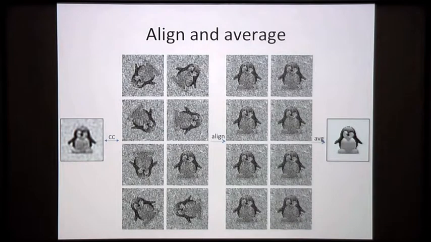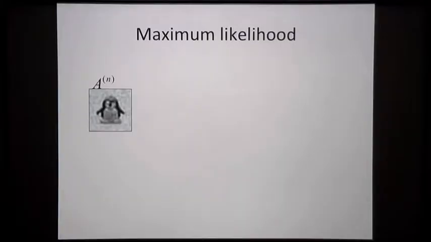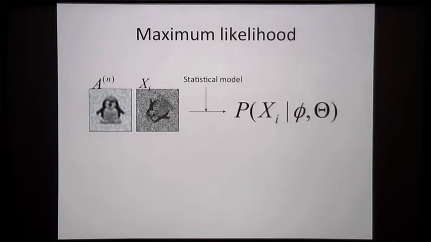Okay, good. Now, the maximum likelihood approach, and the first paper on this was done by Fred Sigworth in 1998 for just this problem, okay? Single reference alignment of two-dimensional images in real space, okay? What we have for maximum likelihood, we do something very similar. We calculate some figure of merit, some measure where we compare how well does this image explain that one, or does it agree with that one, okay? It does so in a bit more statistical manner.